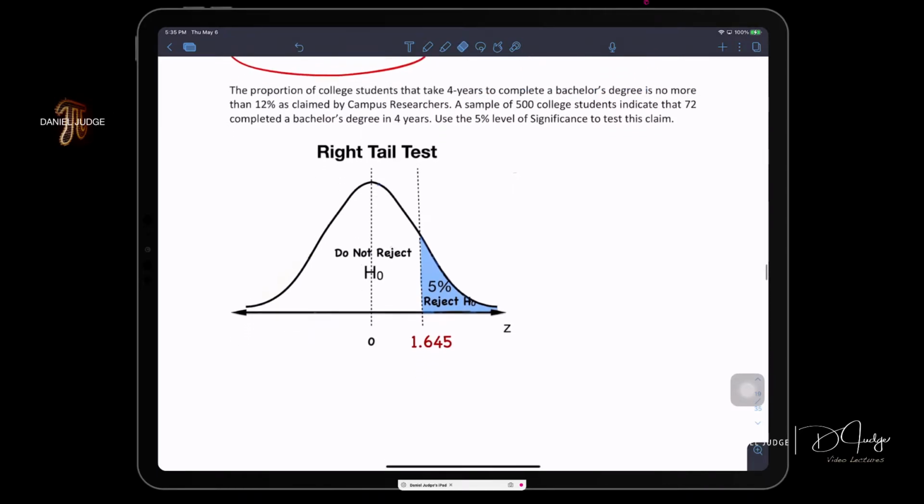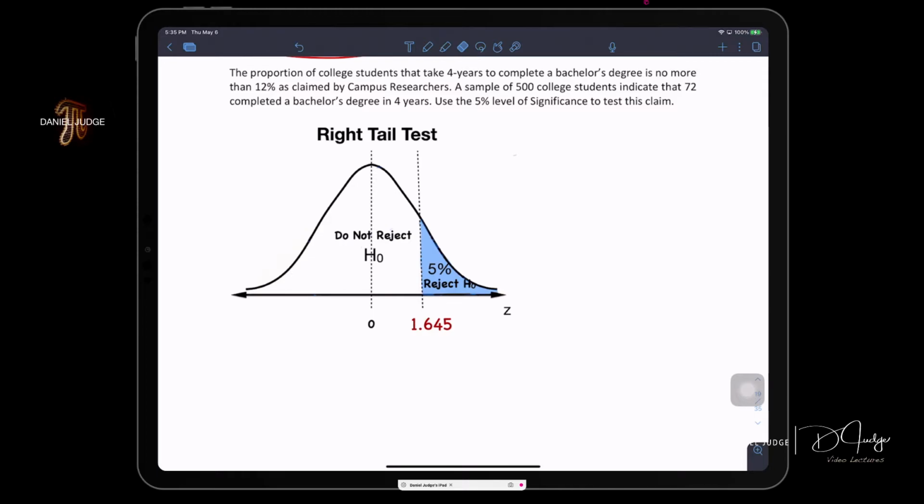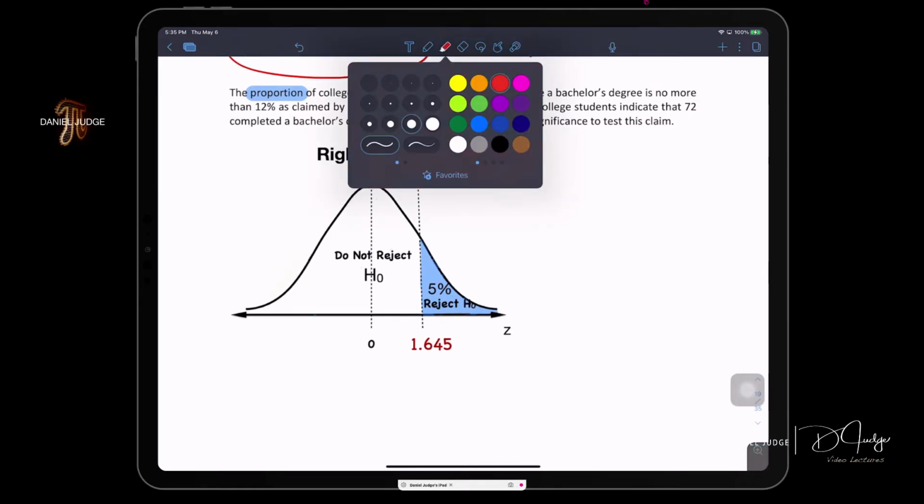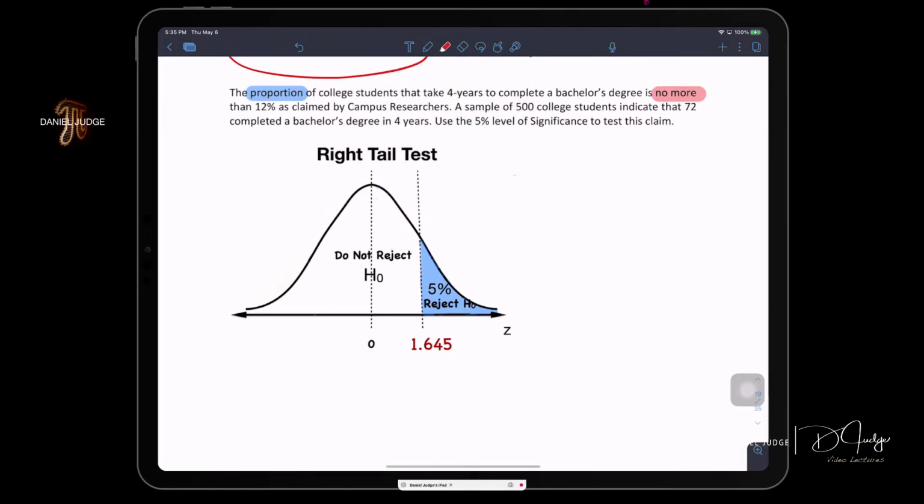All right. So, ladies and gentlemen, take a look at what this says now. This is another hypothesis test, but it's about another proportion. Let's see if the decision rule is correct. Let's double check. It's always good to go over these. The proportion of college students that take 4 years to complete a bachelor's degree, and you say, what are they saying, is no more than 12%. And that's, again, a claim by campus researchers. Okay, somebody made a claim.